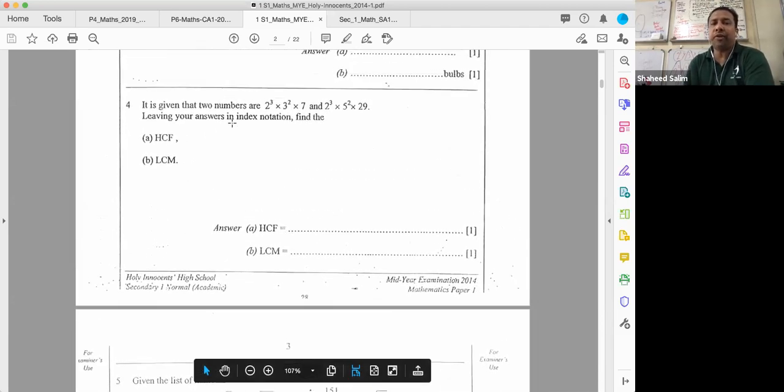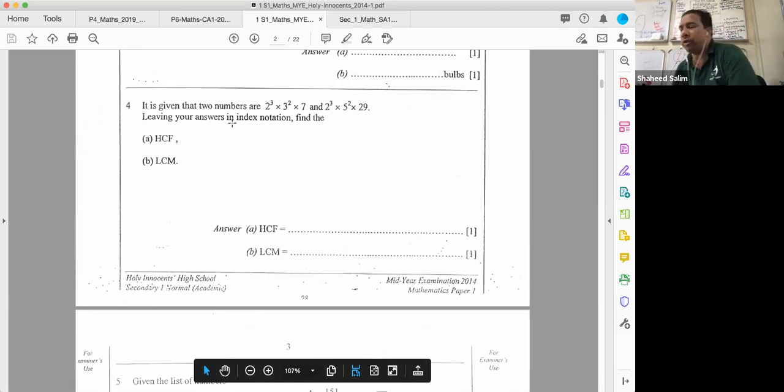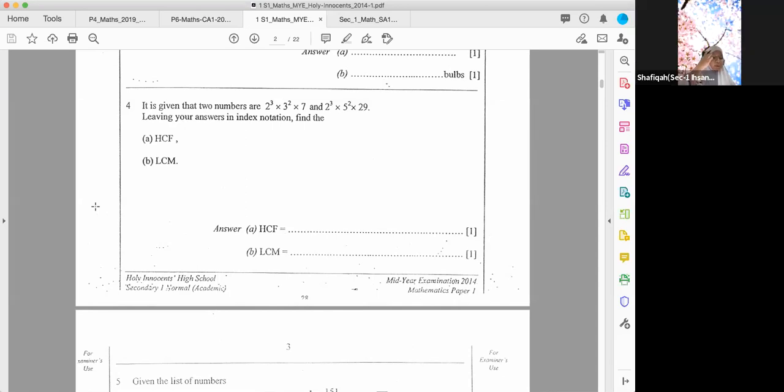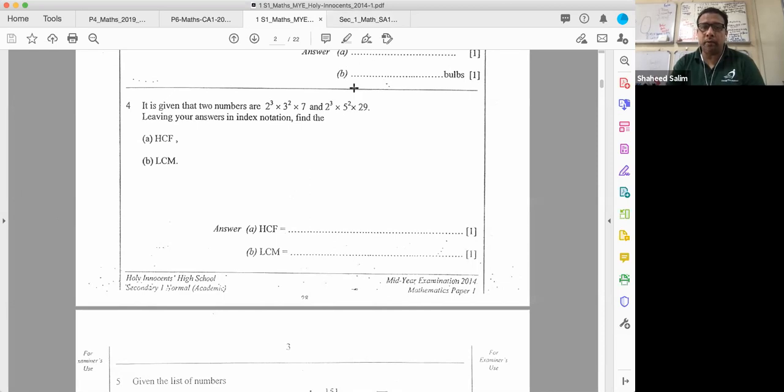Okay, we come to question 4. We ask Shafika first. Shafika, what's your HCF? You can write on the screen, Shafika. Shafika, you have just changed to Angel. Shafika, you write straight on the screen here. Is it 2 to the power of 3 times 5 to the power of 2? Okay, let's see. Now, okay, I write for you. 2 to the power 3 times 5 to the power 2. 5 to the power 2, is it?